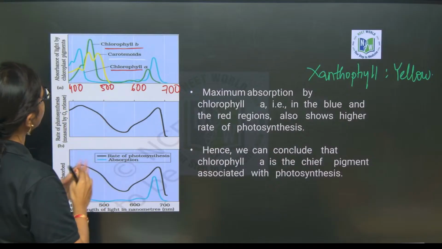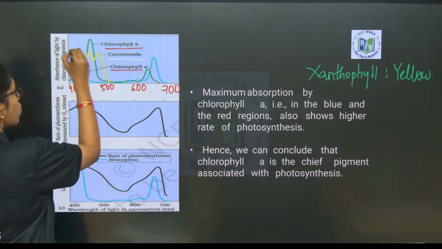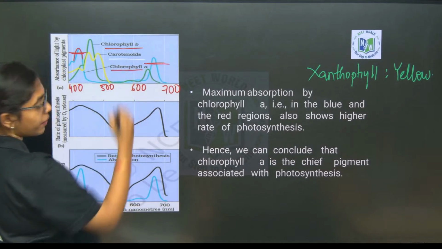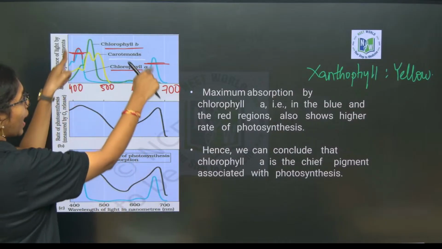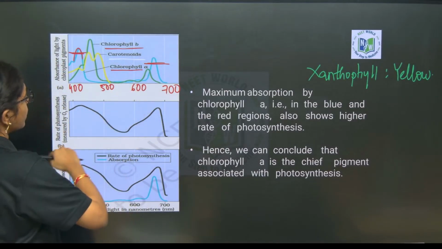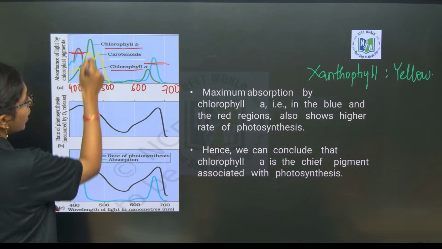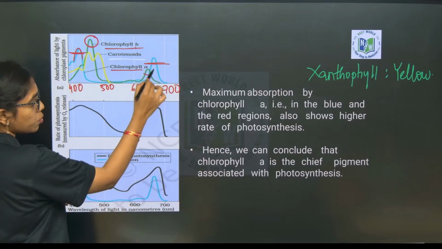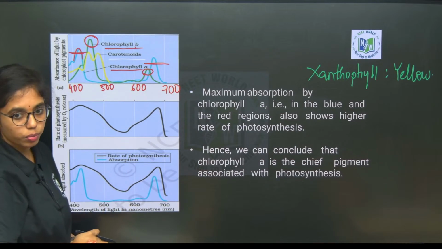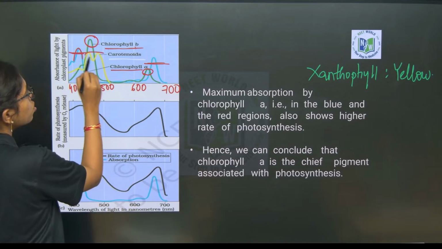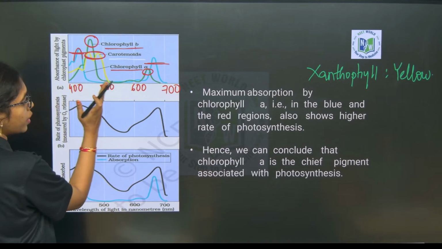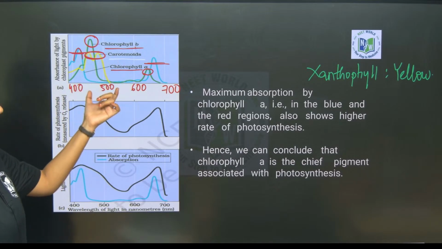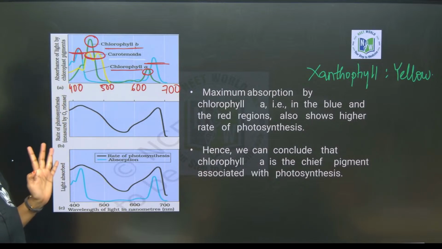Now you see chlorophyll A, it shows 2 peaks, one in between 400 to 500 nanometers and one in between 600 to 700 nanometers. 2 high peaks are being shown. Second, from 450 to 500 nanometers, one long peak is shown by chlorophyll B, one very small peak in between 600 to 700 nanometers. Same is the case with carotenoids, 2 peaks are observed between 400 to 500 nanometers. Amongst these 3 pigments, it is said that chlorophyll A is absorbing maximum wavelength of light.